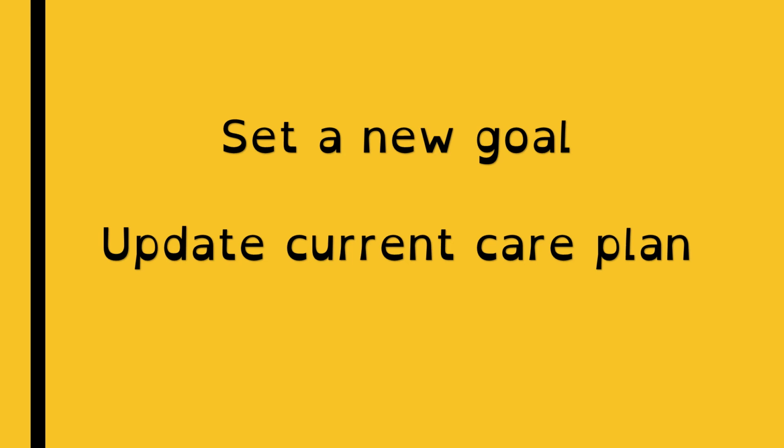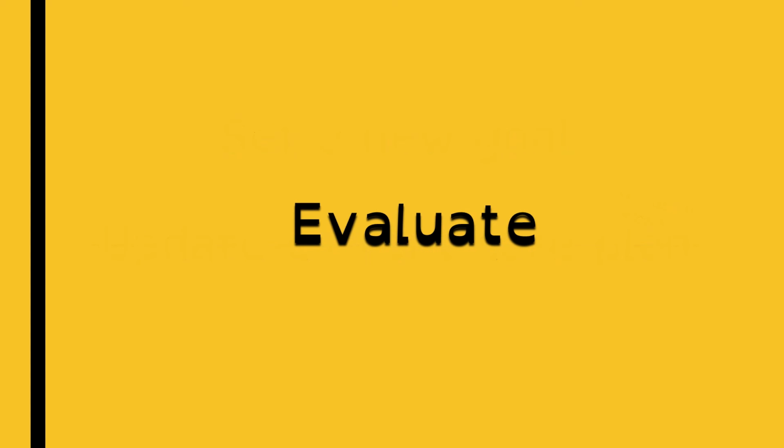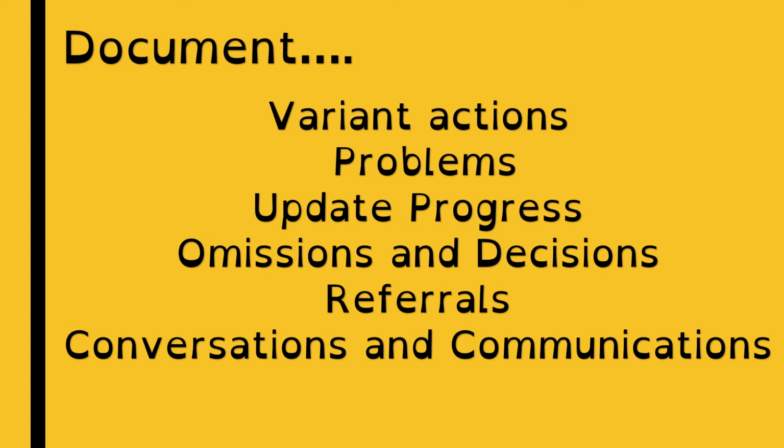If you are updating the care plan, be sure to date and sign the amendment and score a single line through the part that is no longer required. Document any discussions in the evaluation. Document any variant actions or deviations to the plan, problems, update progress, omissions and decisions, referrals, conversations and communications.